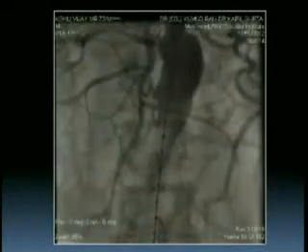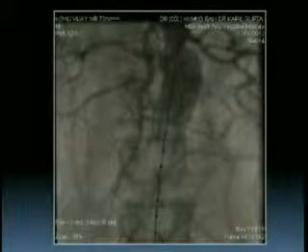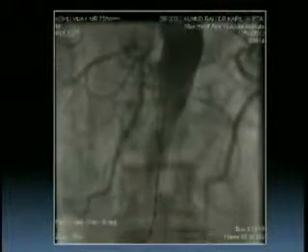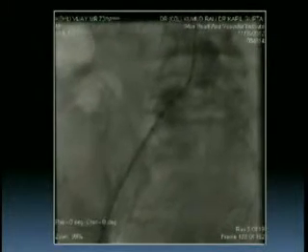So this is the angiogram. So you can see it's very close to the origin of the renal arteries, and there was good collateralized flow to the left iliac artery. So we cannulated the right renal artery from the left side, checked that we were exactly in the renal arteries, and parked a wire.